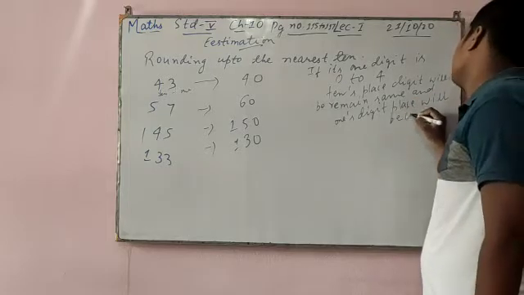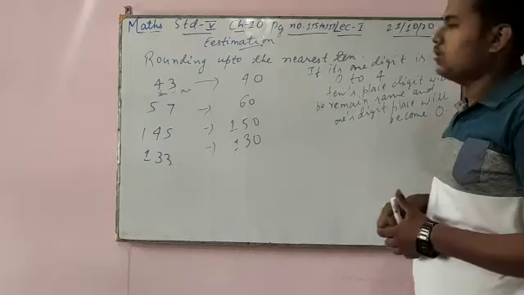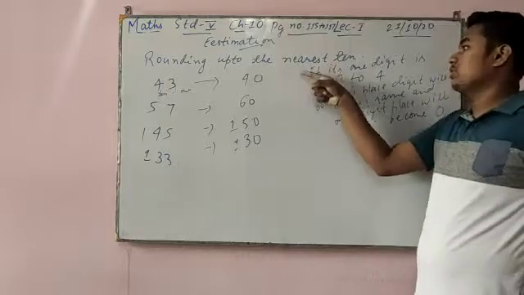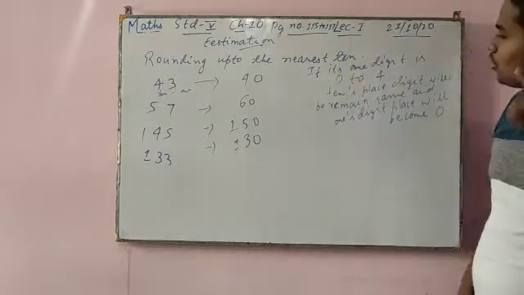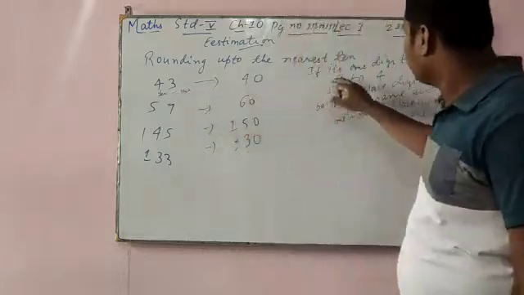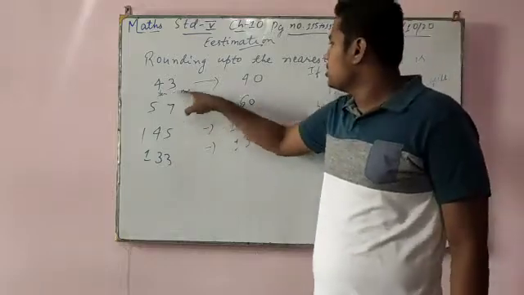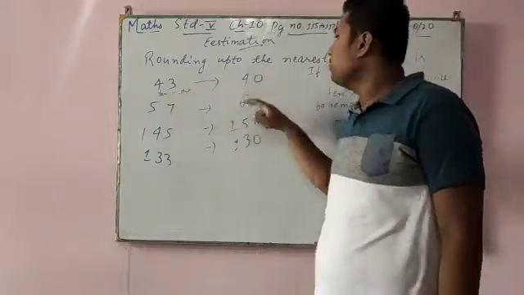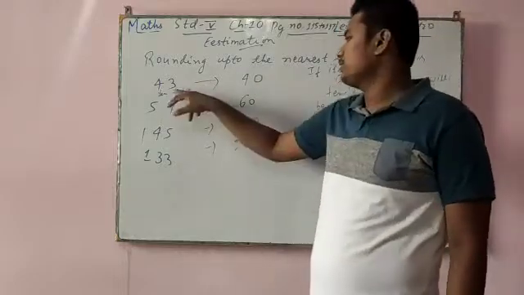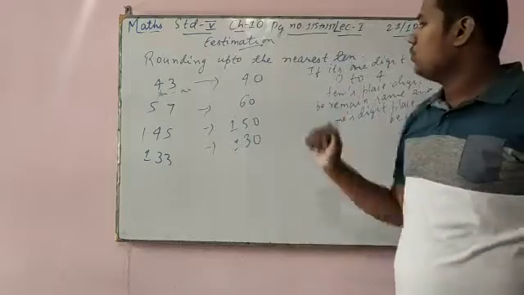become 0. Whenever you have rounding up to the nearest 10, see the question also. Then you have to keep in your mind that whenever you find the ones digit 0 to 4, the tens place digit will remain the same, means 4 will remain the same and the ones digit place will become 0. If 4 is there, it becomes 40; if 5 is there, 50. Now come to the next question.